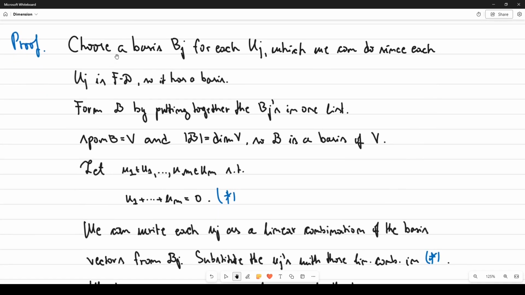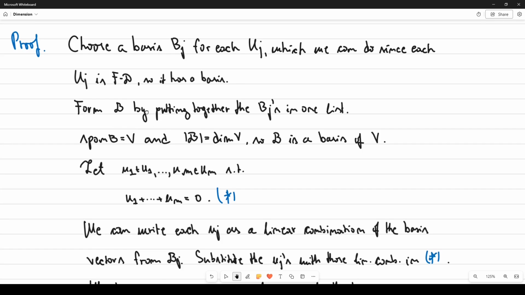So, choose a basis Bj for each Uj, which we can do since each Uj is finite dimensional, so it has a basis. Form B by putting together the Bj's in one list. So each Bj is a list of some vectors, a basis, and we just form B by taking all those vectors and putting them in order to form a new list B.